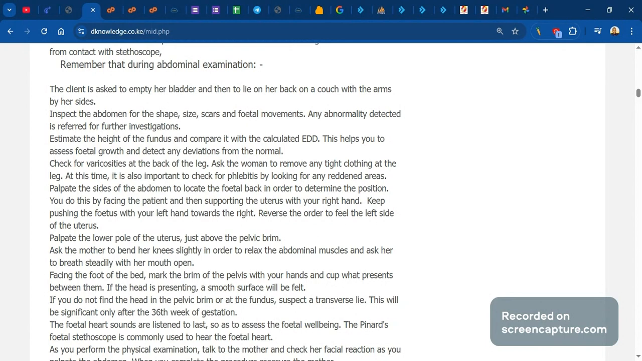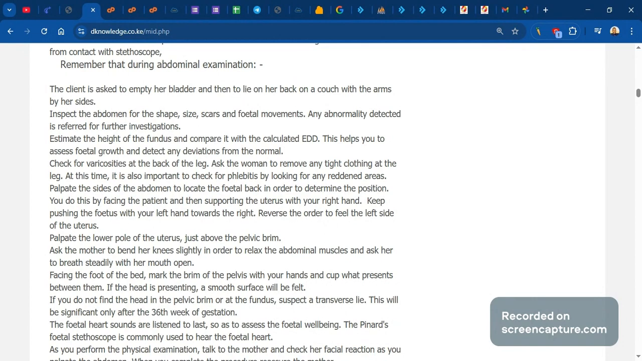Okay. So check for varicosity at the back of the leg. Also ask the woman to remove any tight clothing at the leg. And at this time, it is also important to check for phlebitis, that is inflammation of the vein, by just looking for any reddened areas.